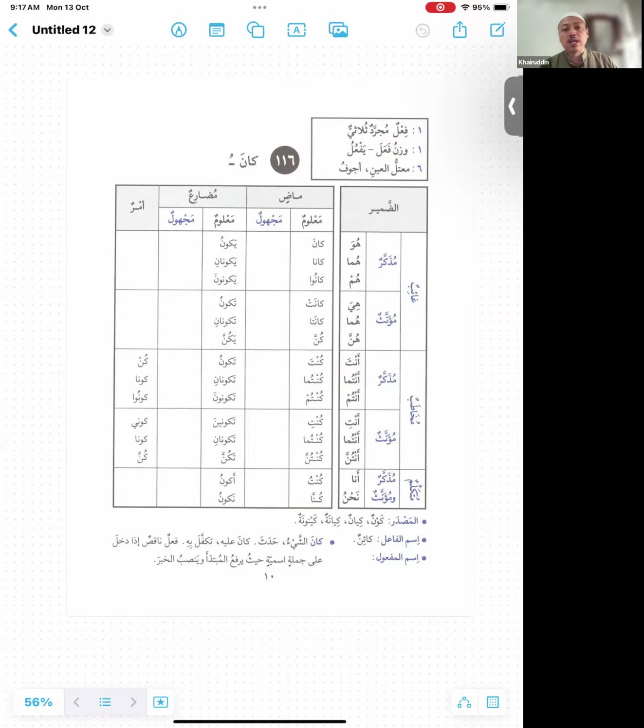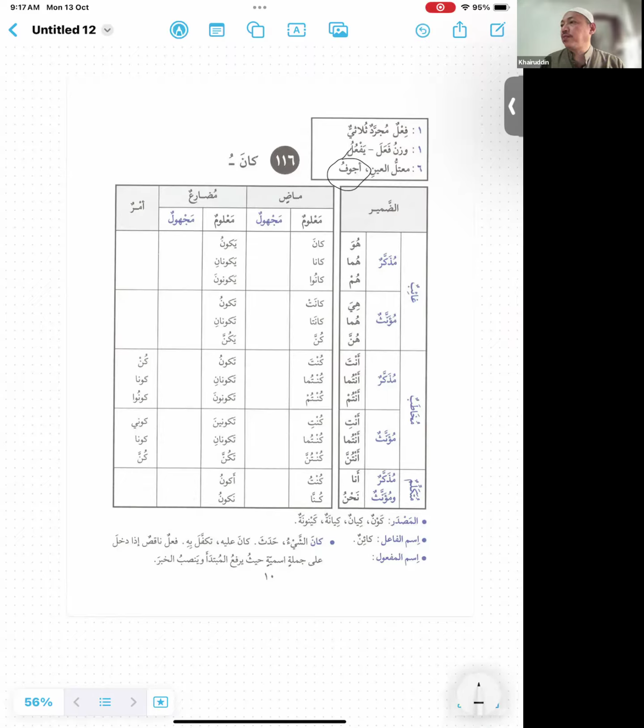So if you have a cavity, any cavity, a body cavity, a cavity on your tooth, that cavity is called a jawf. It needs to be filled up. And so the hollow verbs are called ajwaf in Arabic. So you see it there on the box in the top right hand side. We say this.